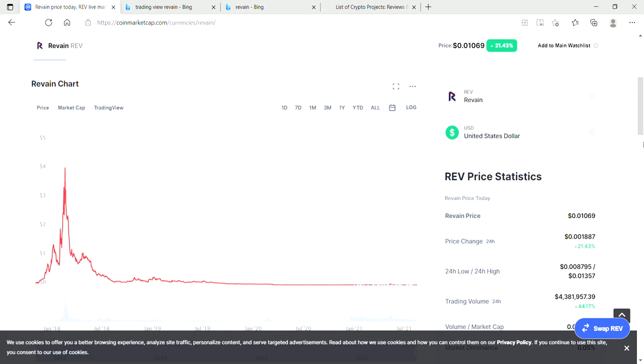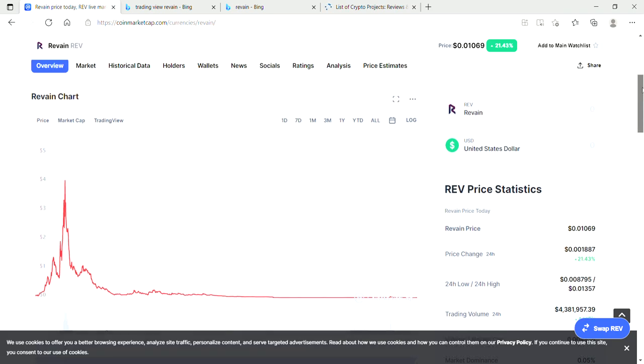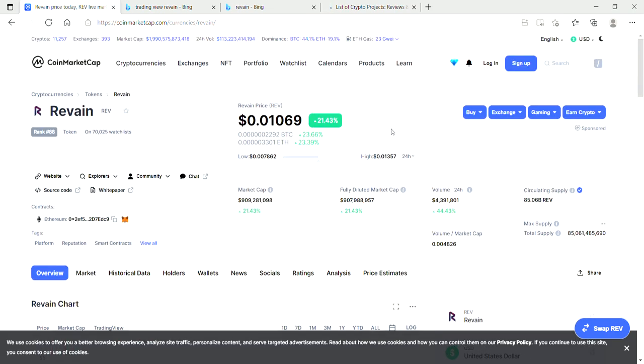So today, guys, we're taking a look at Revain. Revain is currently up 21% today, and it's ranked 88 on CoinMarketCap. So we're going to be taking a look at what is Revain, some price predictions, and having a look at the market overall. If that sounds interesting, you should definitely stick around.